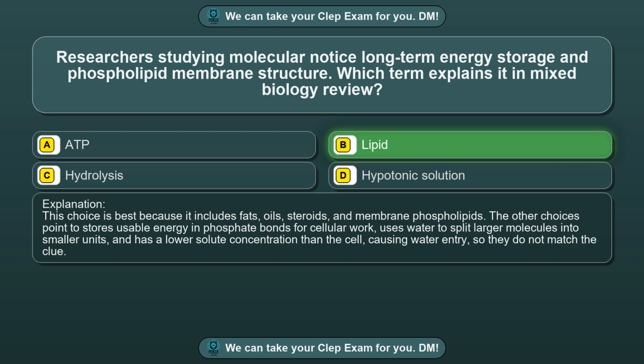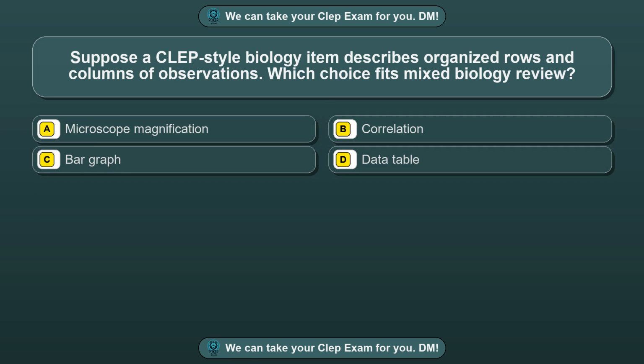The other choices point to stores usable energy in phosphate bonds for cellular work, uses water to split larger molecules into smaller units, and has a lower solute concentration than the cell, causing water entry, so they do not match the clue. Question 70. Suppose a CLEP-style biology item describes organized rows and columns of observations. Which choice fits mixed biology review? Option A, microscope magnification. Option B, correlation. Option C, bar graph. Option D, data table.